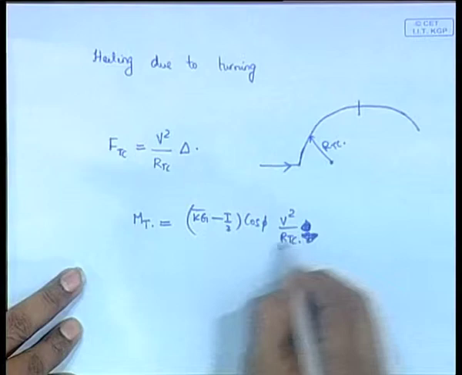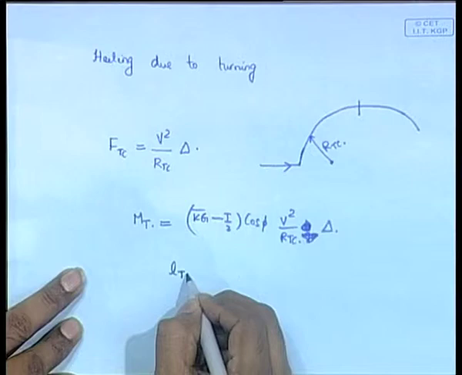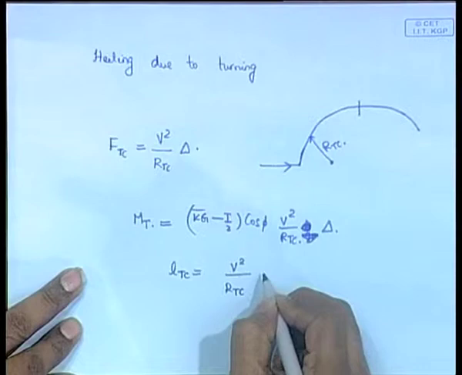So this will be with delta. Then L turning, let's call it TC itself, will be V square by RTC into KG minus T by 2 cos phi.